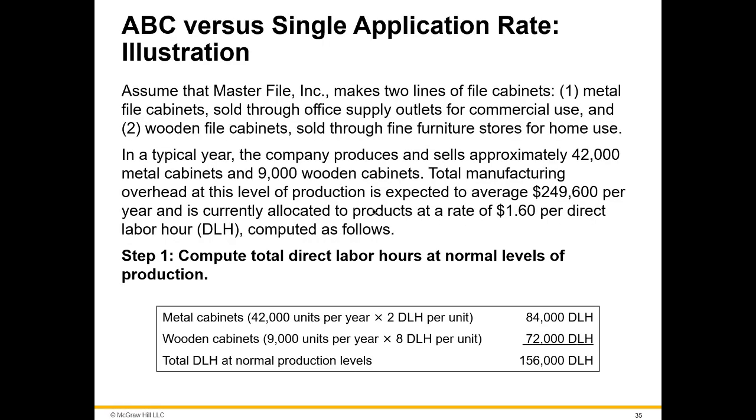Okay, so here's the example. Assume that Master File makes two lines of file cabinets, metal file cabinets and wooden file cabinets. In a typical year, the company produces and sells approximately 42,000 metal cabinets and 9,000 wooden cabinets. Total manufacturing overhead at this level of production is expected to average about 249,600. And what they're using now is direct labor hours. They're just saying, we're going to allocate this on direct labor hours. Metal cabinets uses 2, wooden cabinets uses 8. Okay, and so we're going to apply that at that rate.